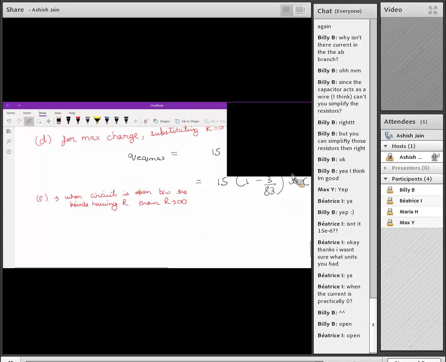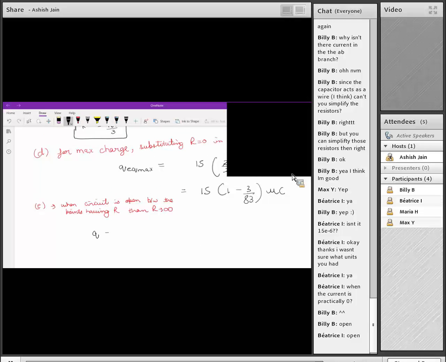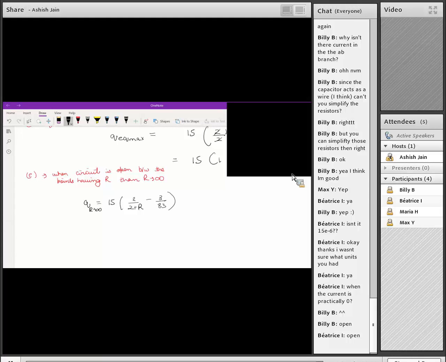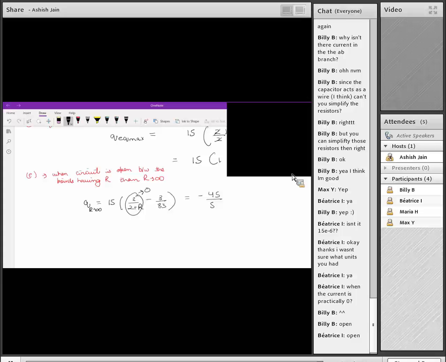Okay, and you can find Q when R tends to infinity. 2 by 2 plus R, this has a negative sign, so minus 3 by 83. That means this term goes to 0. We have minus 45 by 83. This is around 0.542 microcoulomb. Is it okay? You guys get it?